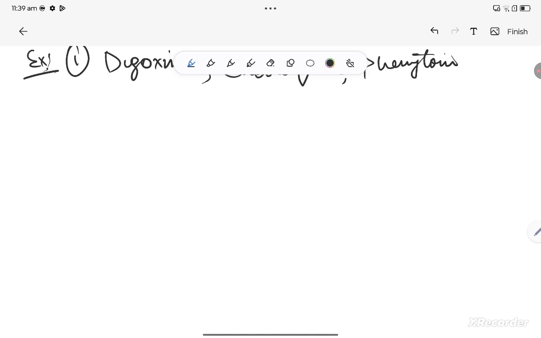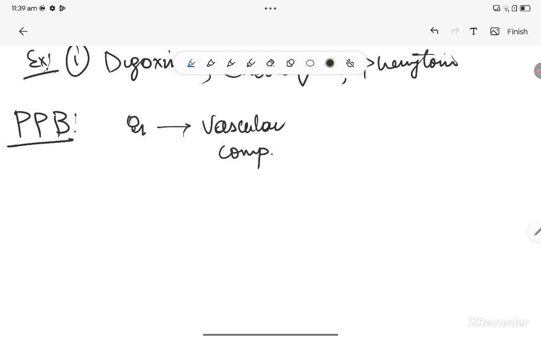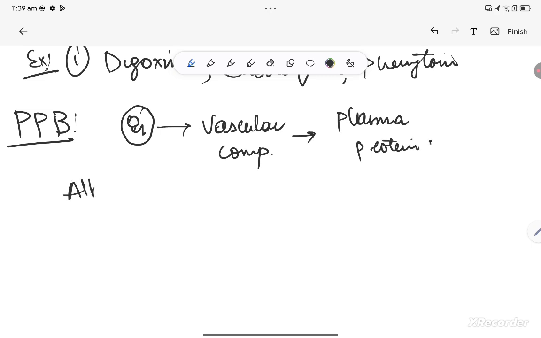Now, let us talk about plasma protein binding. This is our second concept in distribution. Whenever we use a drug, this drug reaches the vascular compartment. And after reaching the vascular compartment, usually based on the chemical nature of the drug, it binds to certain plasma proteins. Clear? Two such important plasma proteins are albumin and alpha-1 acid glycoprotein.